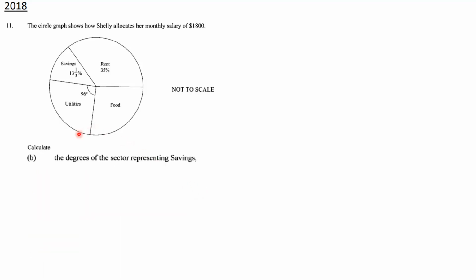It says, we want to calculate the degrees of the sector representing savings. We know that savings is 13.33%. But 13.33% of what? 13.33% of 360, because they want degrees, right? They don't want an amount from a salary. They want degrees. So we're going to say 13.33% of 360. That's the degrees representing savings.